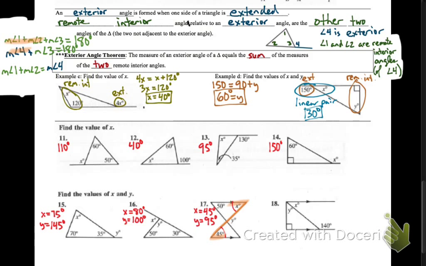So 17, the answer is 45 and 95. On number 18 down here, 140 is an exterior angle for y and 90. So you can figure out y that way. X is a same side interior angle of 140. Okay? So there's several different ways to get there. Also, if this is a 90-degree angle right here, then x and y will add up to 90.